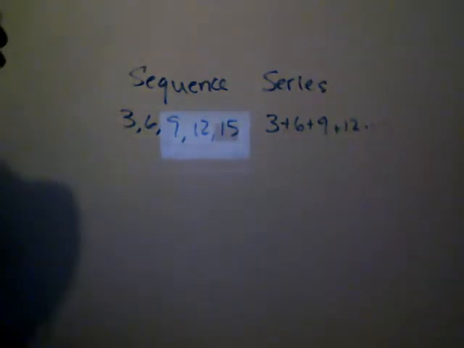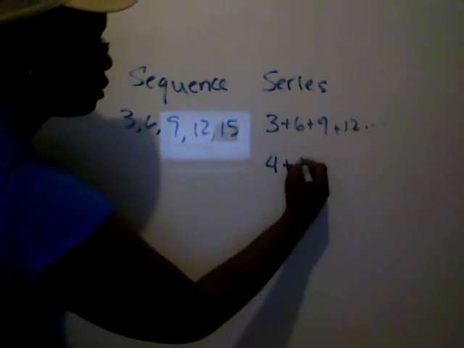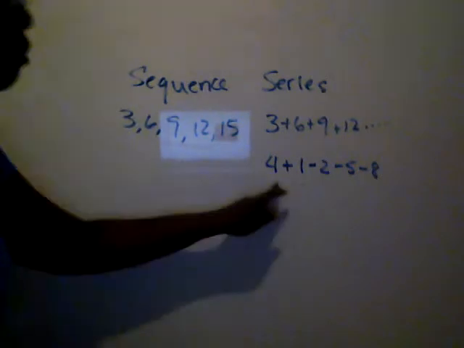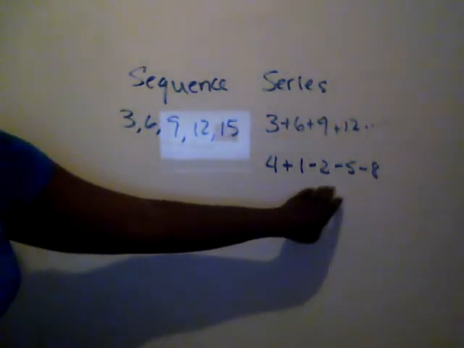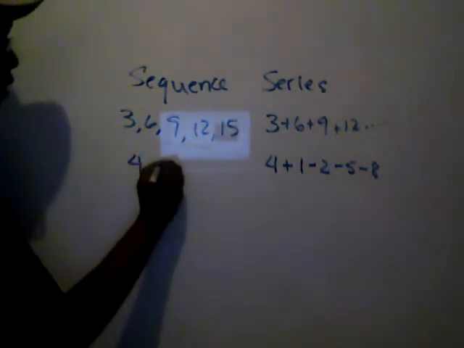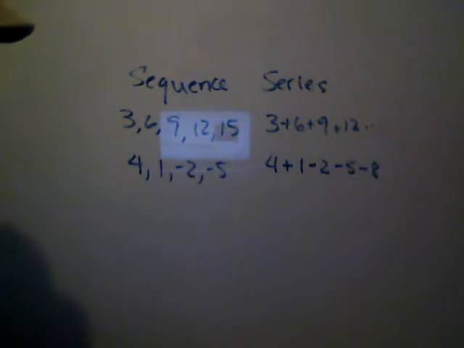And it would have minus if you had, for example, something like 4 plus 1 minus 2 minus 5 minus 8. In this case, we're subtracting 3 each time, so some of our numbers are negative. So we would write it like this for a series, but the sequence equivalent would be with commas. So just to have that distinction.